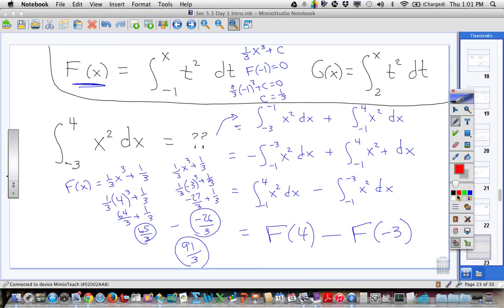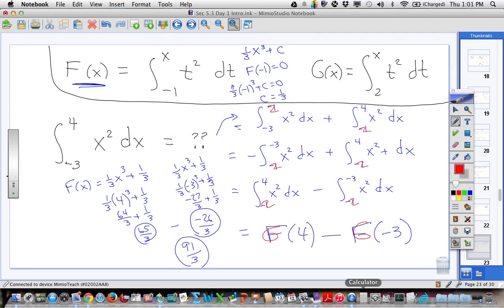What if we'd have done the whole thing with G? What would have changed? Yeah, this would have been a 2. This would have been a 2. This would have been a 2. So 2 to 4, that would have been big G of 4. And 2 to negative 3, that would have been big G of negative 3, right? And G would have a different C than F, right? Because it's got a different left edge. But that would have subtracted out anyway.